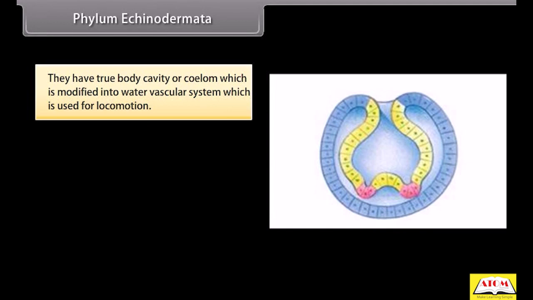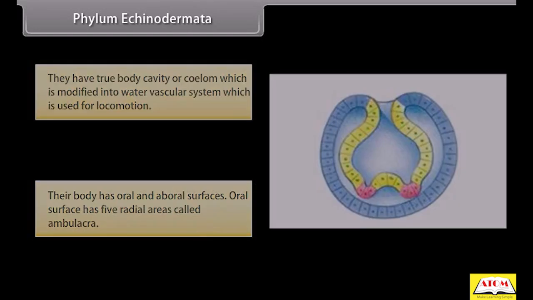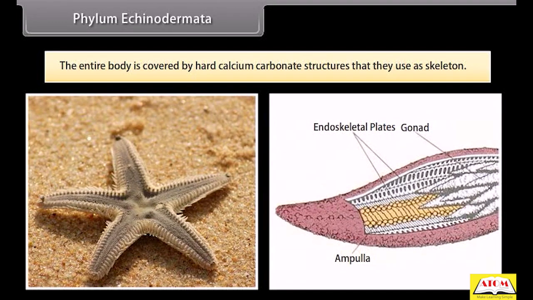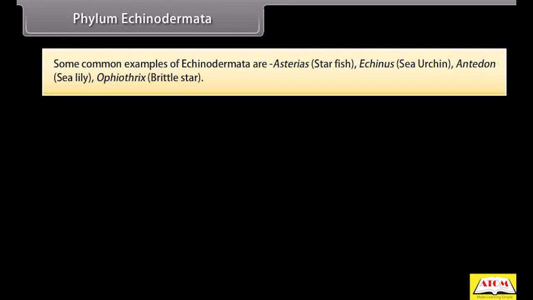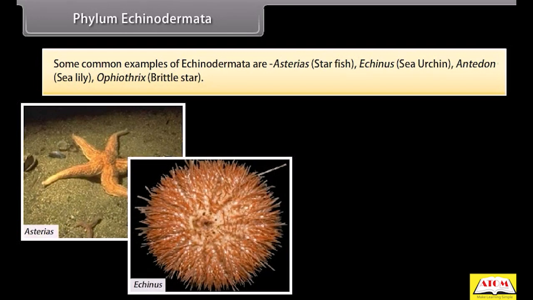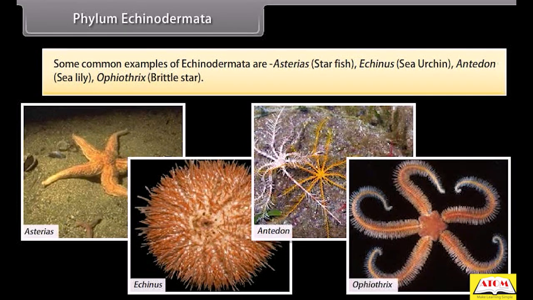They have true body cavity or coelom, which is modified into water vascular system, which is used for locomotion. Their body has oral and aboral surfaces. Oral surface has 5 radial areas called ambulacra. The entire body is covered by hard calcium carbonate structures that they use as skeleton. Some common examples of Echinodermata are Asterias, starfish, Echinus, sea urchin, Antedon, sea lily, Ophiothrix, brittle star.